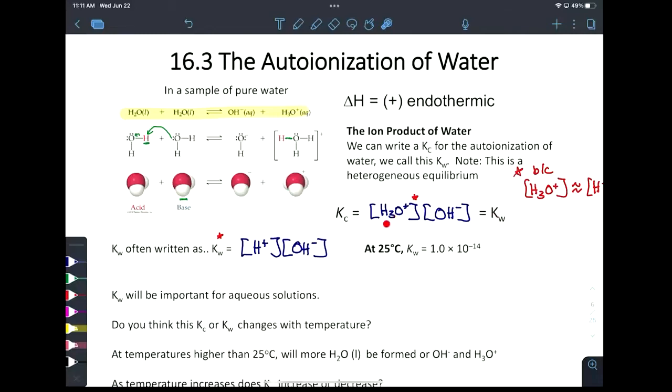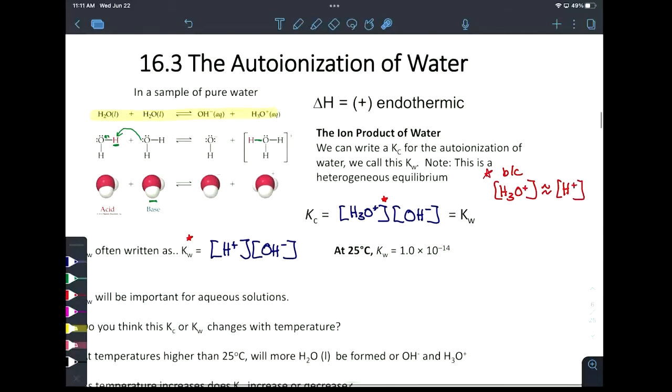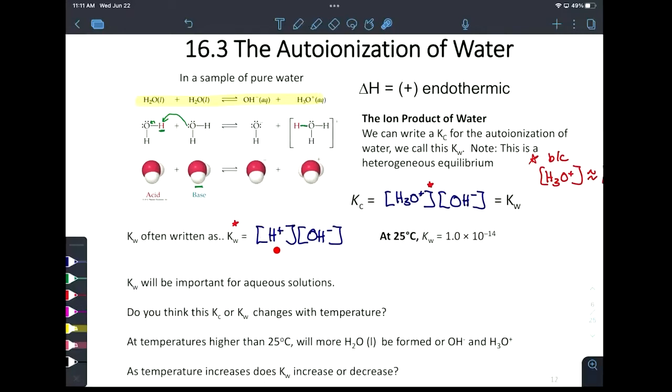But also remember, H3O plus, chemists are lazy. So we know H3O plus exists, and that's how acid exists in water. But because we're lazy, remember, H3O plus is the same thing as H plus, right? So oftentimes you will see Kw written this way, H plus times OH minus concentration, okay? So these mean the same thing. I'm just pointing this out because I will probably write it this way because I'm lazy.